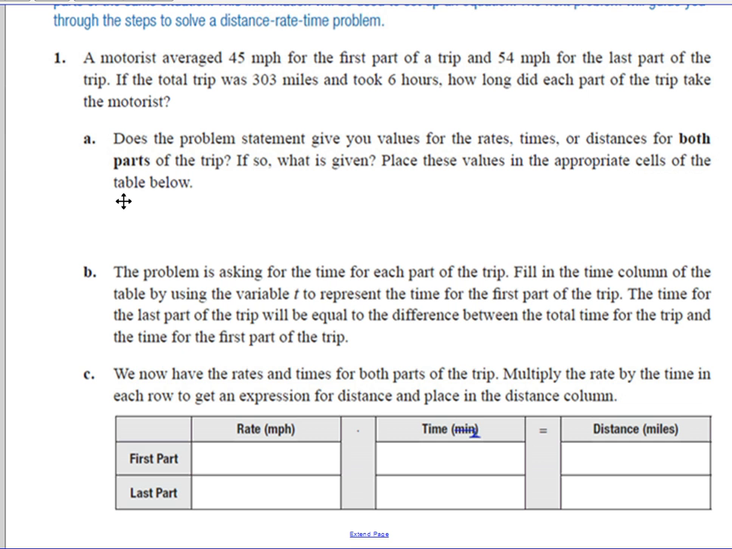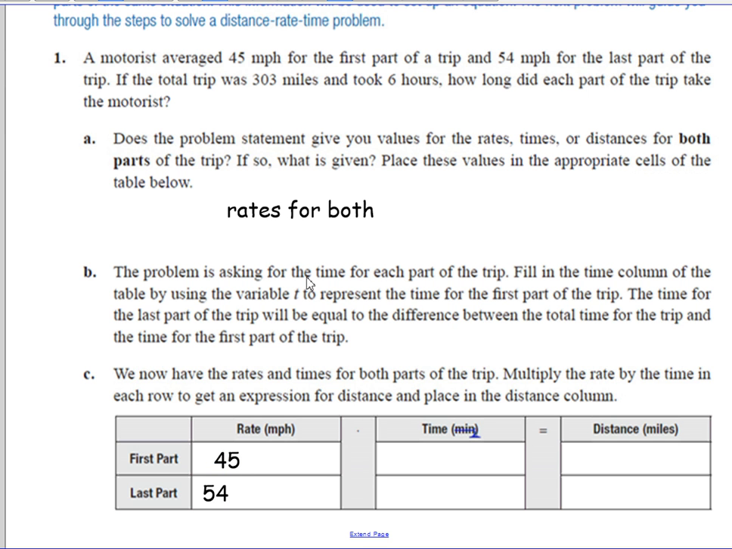So first it asks, does the problem statement give you the values for the rates, the times, or the distances for both parts of the trip? And so we had miles per hour for the first part and miles per hour for the second part, so it gave us the rates for both. And then it asks us to fill that in. And so for our first part of the trip, our rate was 45 miles per hour. And for the last part of our trip, it was 54 miles per hour.